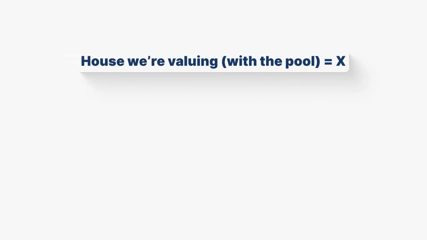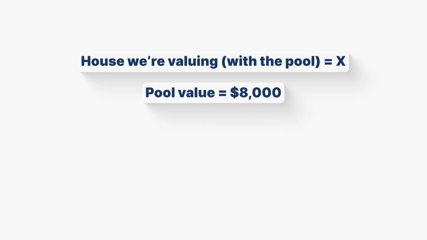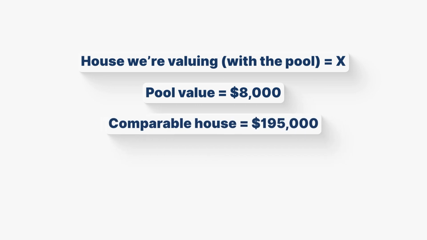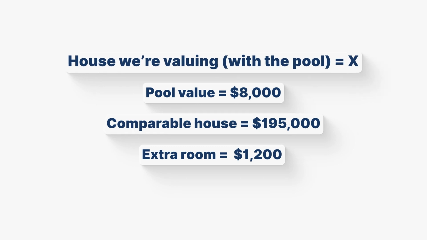First, let's separate the data from the question. This will make it much easier to analyze. House we're valuing with the pool equals X. We don't know the price yet. That's what we're about to find out. Pool value equals $8,000. Comparable house equals $195,000. It didn't have a pool but had an extra room worth $1,200. So extra room equals $1,200.